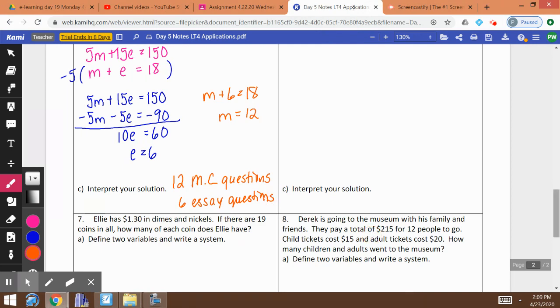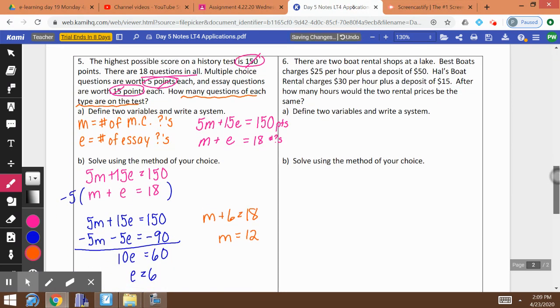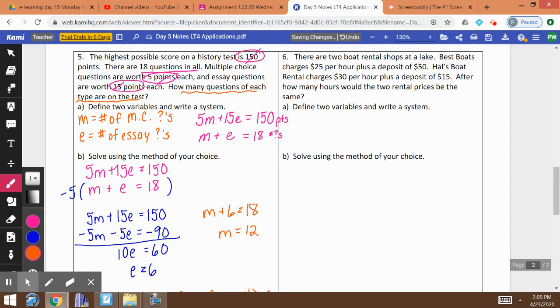Okay. All right, let's try another one here. There are 2 boat rental shops at a lake. Best Boats charges $25 per hour plus a deposit of $50. Hal's Boat Rental charges $30 per hour plus a deposit of $15. After how many hours would the 2 rental places be the same?